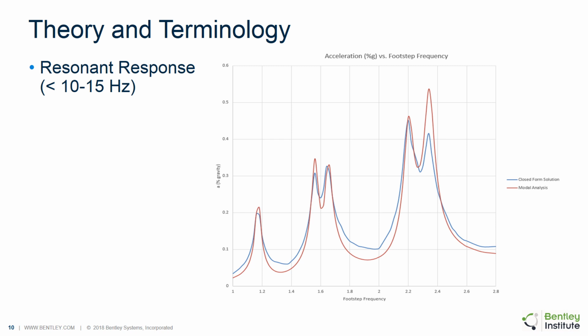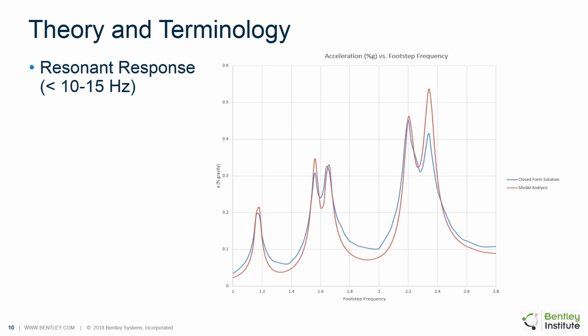So one other thing that we can do with this sort of approach, because we can calculate any footstep frequency and not just dialed in on the fundamental frequency, is calculate the response for a whole range of frequencies and create a plot like the one we see here, where we can look at which footstep frequencies generate the highest response. You'll notice that this plot has lots of peaks and valleys.